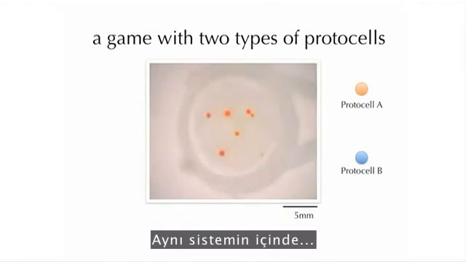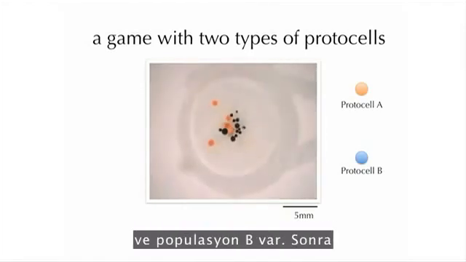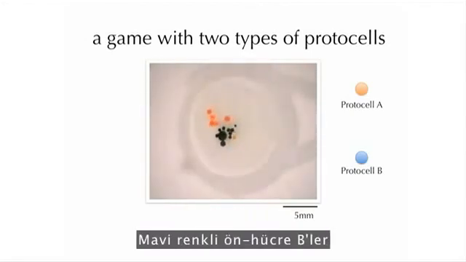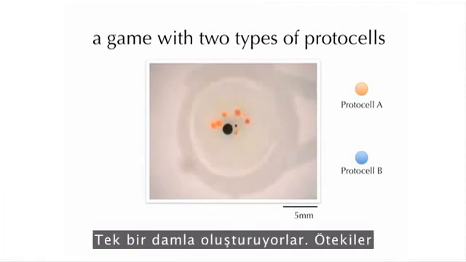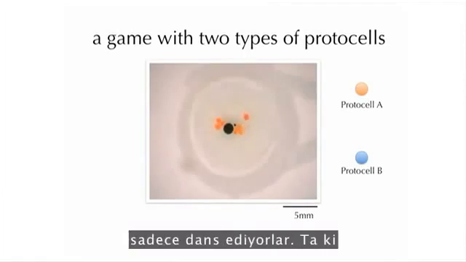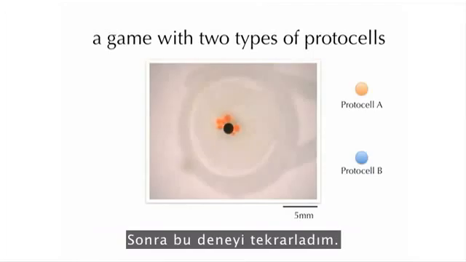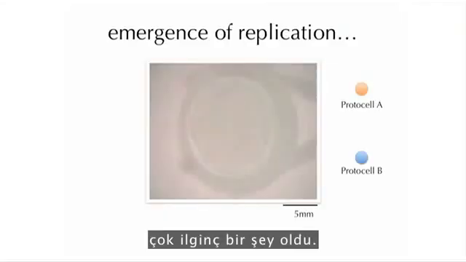And we just put these 2 together in the same system. So there's population A, there's population B, and then we activate the system. And protocell Bs, the blue ones, they all come together, they fuse together to form one big blob, and the other protocell just dances around. And this just happens until all of the energy in the system is basically used up, and then game over. So then I repeated this experiment a bunch of times, and one time something very interesting happened.